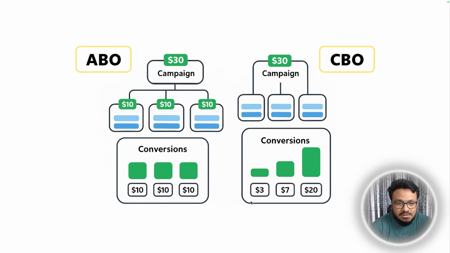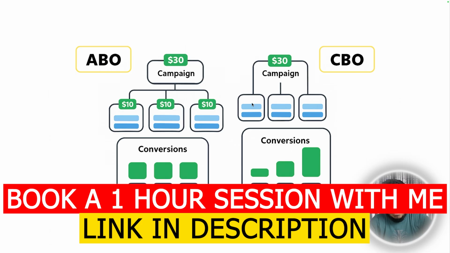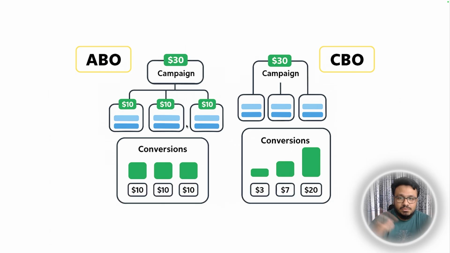So this one has 3 ad sets. This ad set 1 has only spent $3. The second one has spent $7. The third one has spent $20. Now, this may happen because of the audience. This may happen because of the ad quality. This may happen because of any kind of policy violations, a lot of things. So if you are testing different stuff on which one to use, you need to understand a bit more about how these things work.